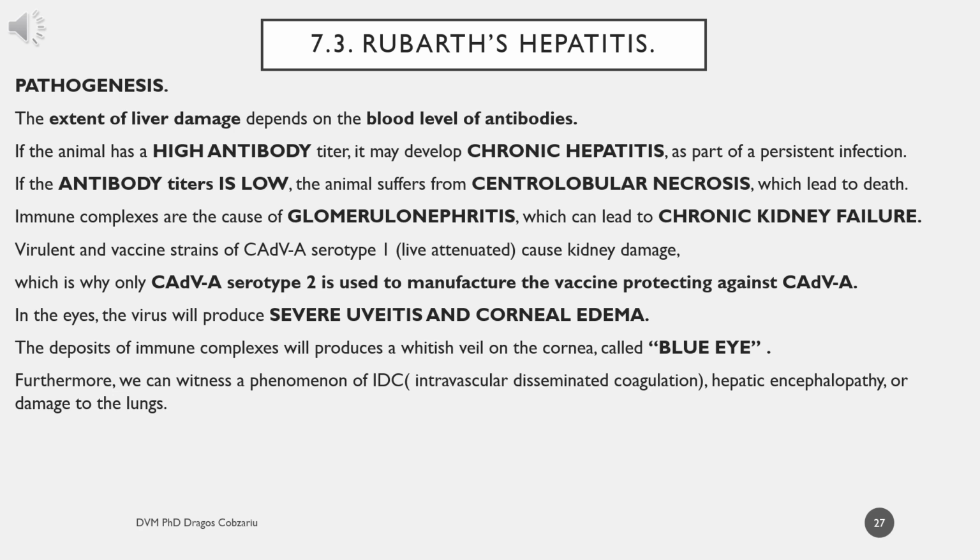Immune complexes are the cause of glomerulonephritis, which can lead to chronic kidney failure. Virulent and vaccine strains of CADV-A serotype 1, live attenuated, cause kidney damage, which is why only CADV-A serotype 2 is used to manufacture the vaccine protecting against CADV-A. In the eyes, the virus creates severe uveitis and corneal edema. The deposition of immune complexes produces a whitish veil on the cornea, called blue eye. Furthermore, we can witness a phenomenon of DIC, hepatic encephalopathy, or damage to the lungs.